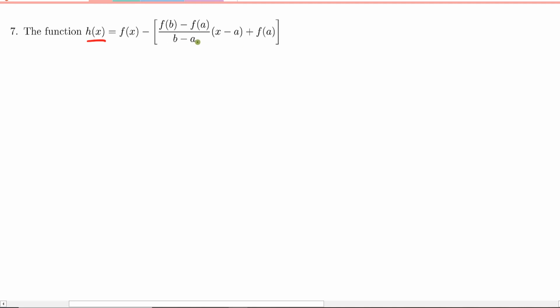But let's go ahead and put some stipulations on f. Let's go ahead and assume f is continuous on the interval from a to b, and f is differentiable on the interior of that interval.